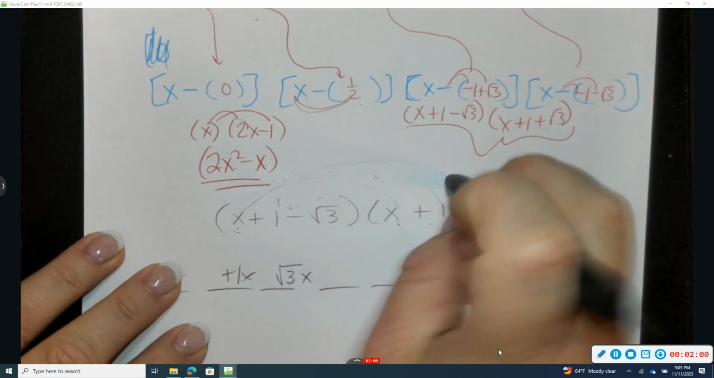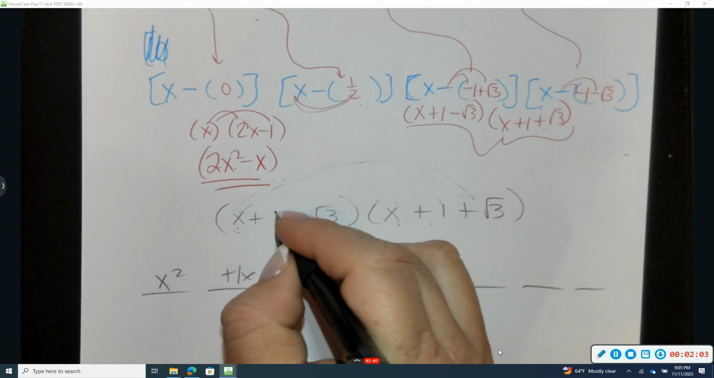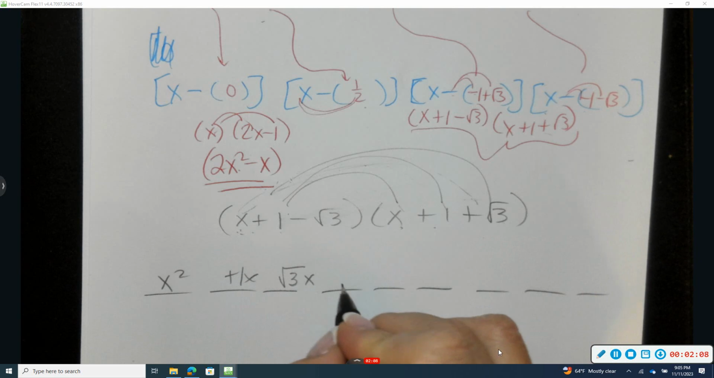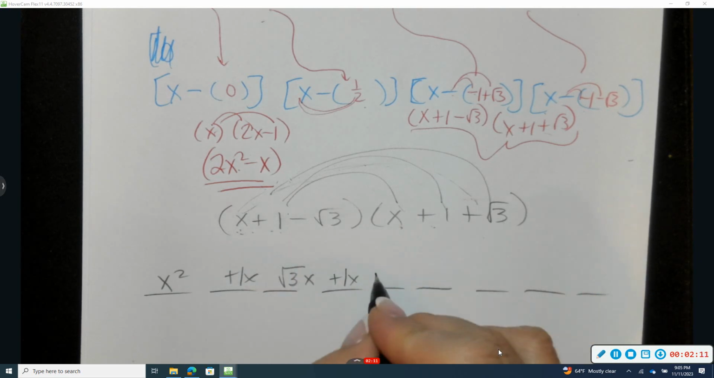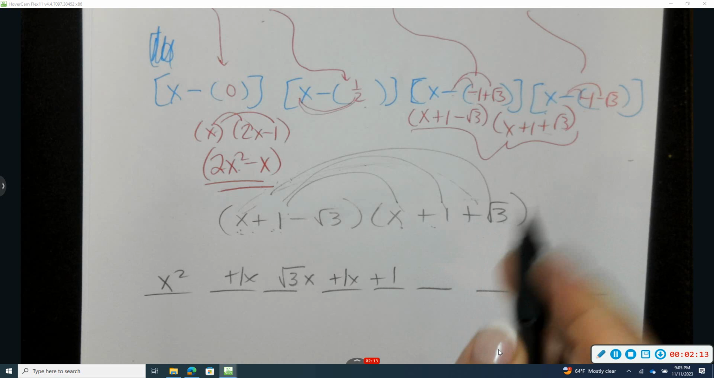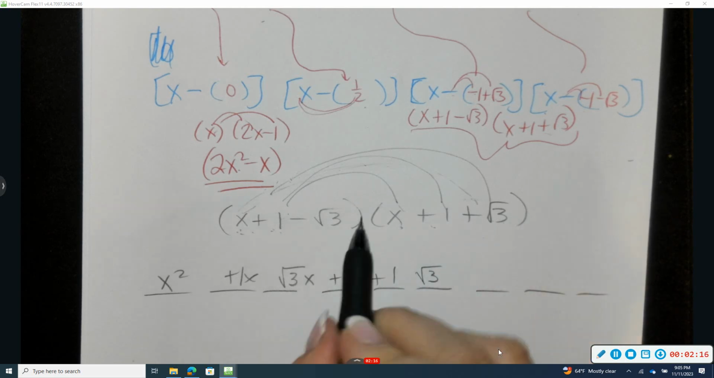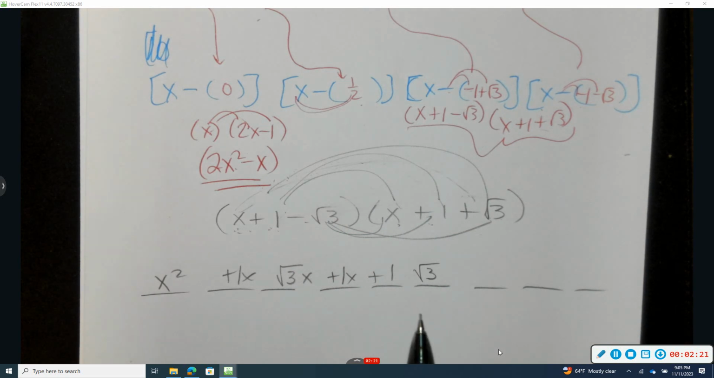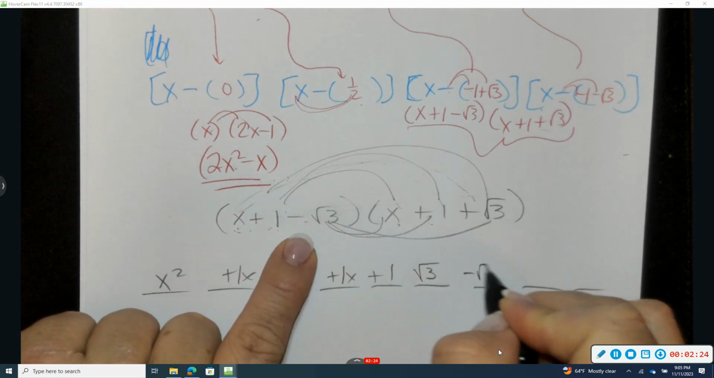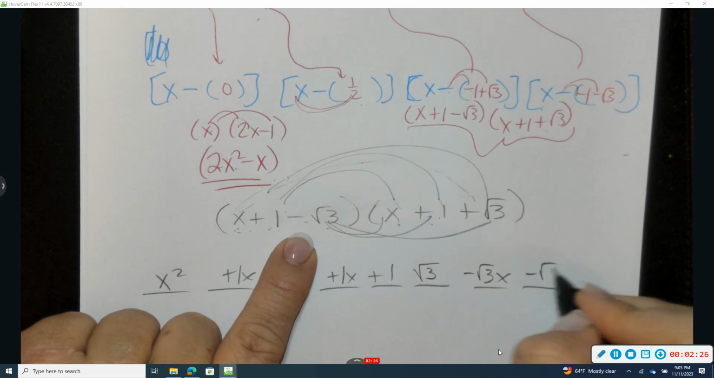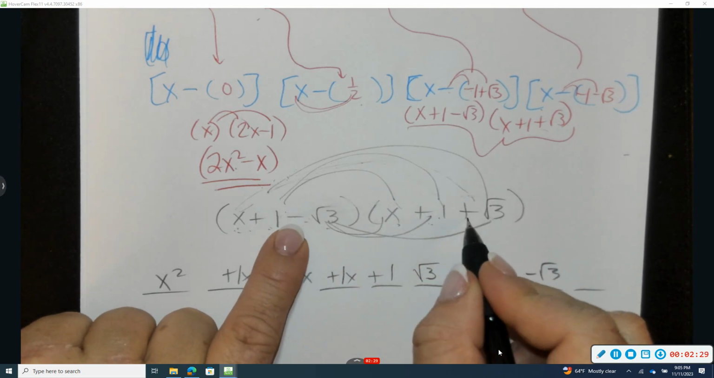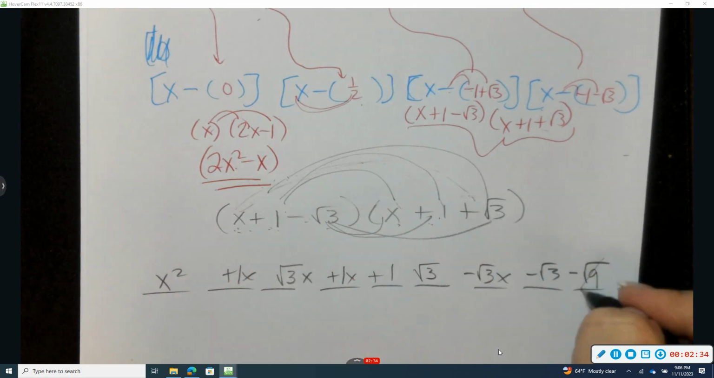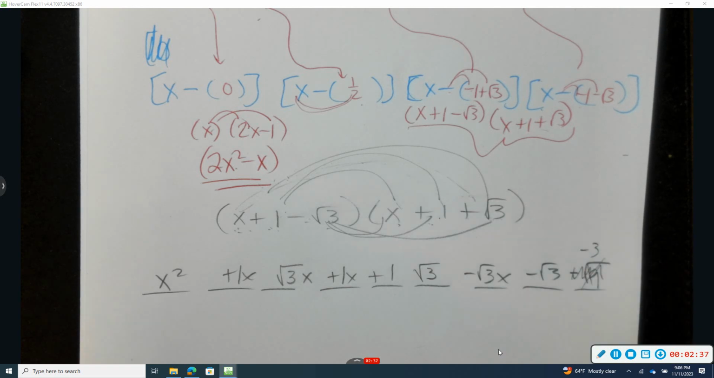Okay, if you want to erase them, if it helps you and it makes it a little bit prettier, do so. Now I'm going to take this 1 times each one. It is a positive 1. Positive 1 times x is positive 1x. Positive 1 times 1 is positive 1. Positive 1 times radical 3 is positive radical 3. And lastly, I'm going to take the negative radical 3. So negative radical 3 gives me negative radical 3x, negative radical 3. Now, a negative times a positive is negative, and radical 3 times radical 3 is radical 9, which leaves us with a -3. It's equivalent to -3.